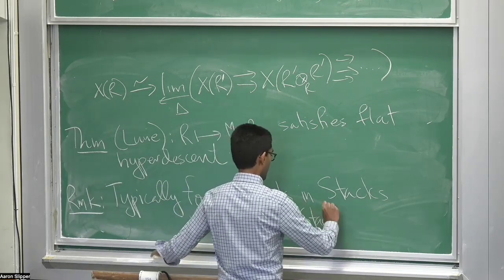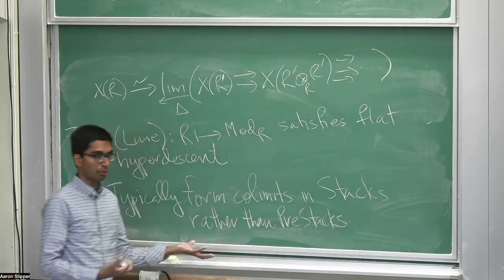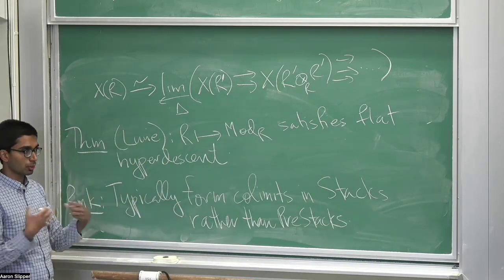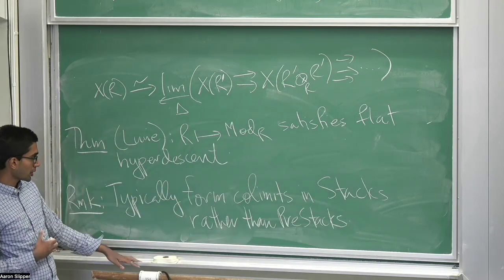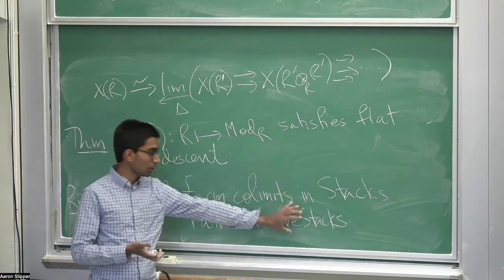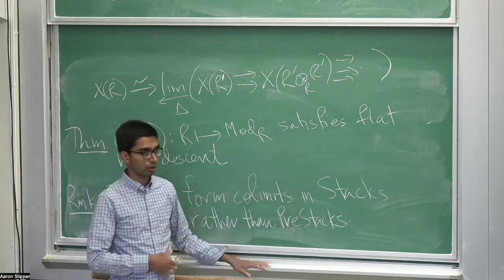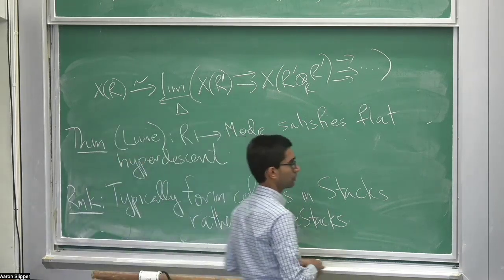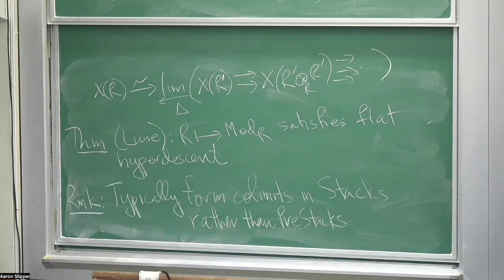So if you think of a Zariski open cover of a scheme, like if you want to think of P1 as being glued from two copies of A1 along G_m, that's not a colimit in prestacks, but it is a colimit in stacks. So typically we want this condition.